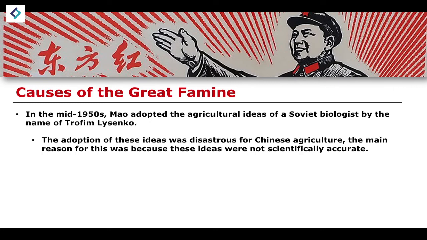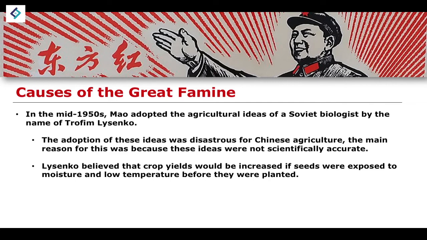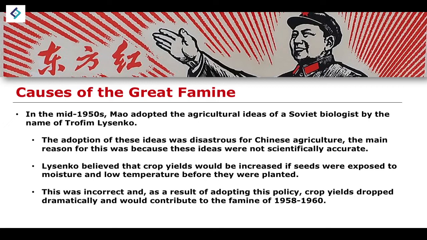It involved things such as believing that crop yields would be increased if seeds were exposed to moisture and low temperature before they were planted. Also beliefs in planting seeds very, very close together in order to increase the crop yields. All of these things were debunked scientific ideas. But Mao believed in them, and Mao adopted these ideas towards his own agricultural production. And because they were not scientifically accurate ideas, the result of this policy was not an increase in crop yields, but a dramatic drop in crop yields, which would contribute to the famine between 1958 and 1960.